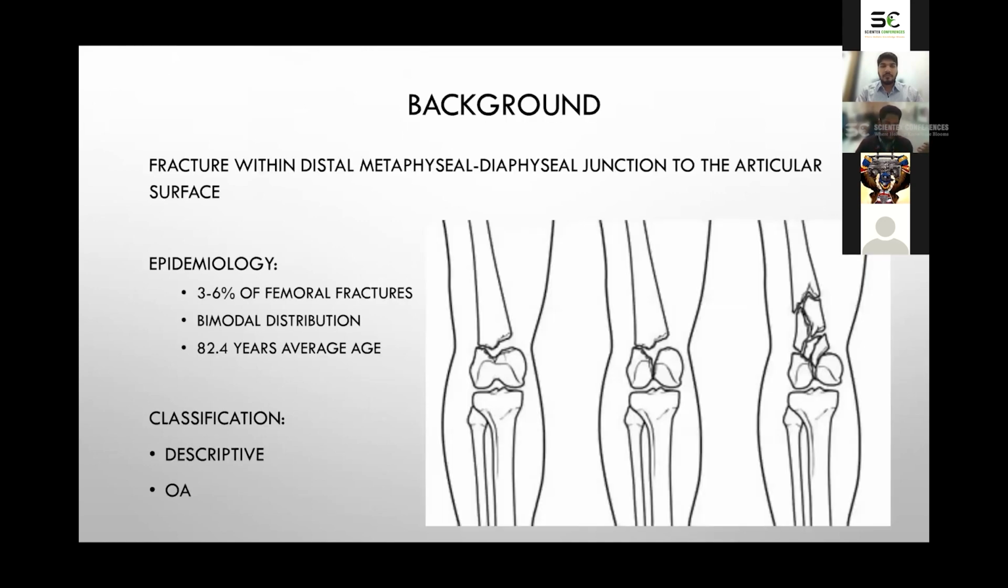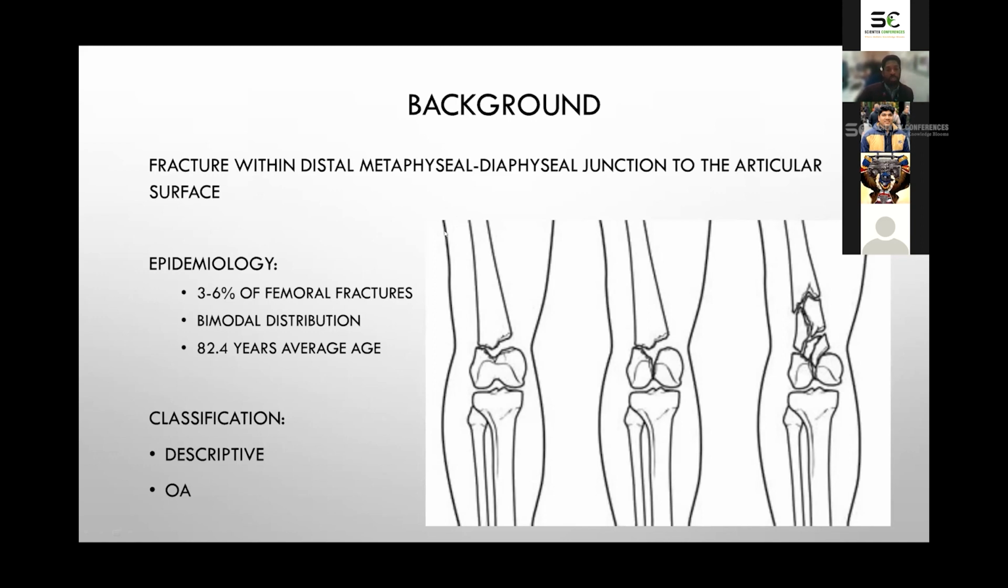So these fractures are defined as traumatic events which occur within the region extending from the distal metaphyseal diaphyseal junction of the femur to the articular surface of the knee. They account for between 3 to 6% of all femoral fractures and have a bimodal distribution, with an initial peak in young adult males due to high energy trauma, and a second peak in elderly females who tend to be osteoporotic. The average age of the second peak tends to be around 82 years of age.